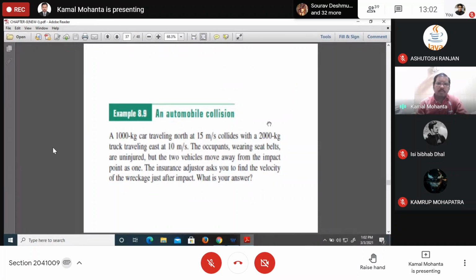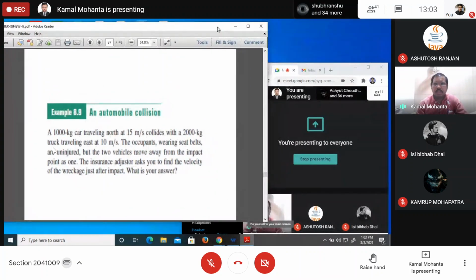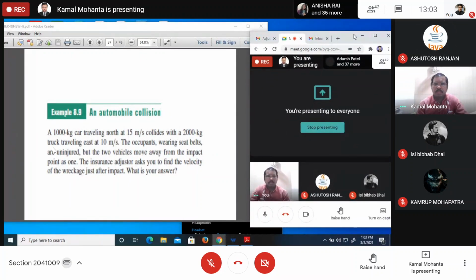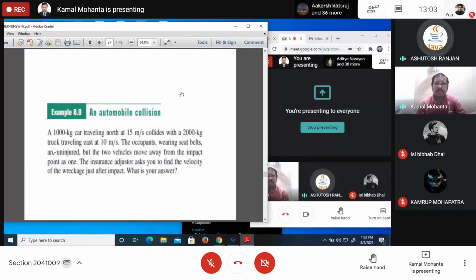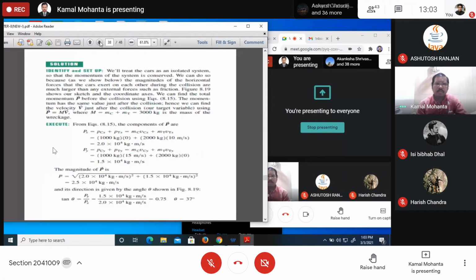Just this problem, example 8.9, sir has probably done this, just to check it. A 1000 kg car traveling north. See the question and tell. Sir has done this. Okay, good.